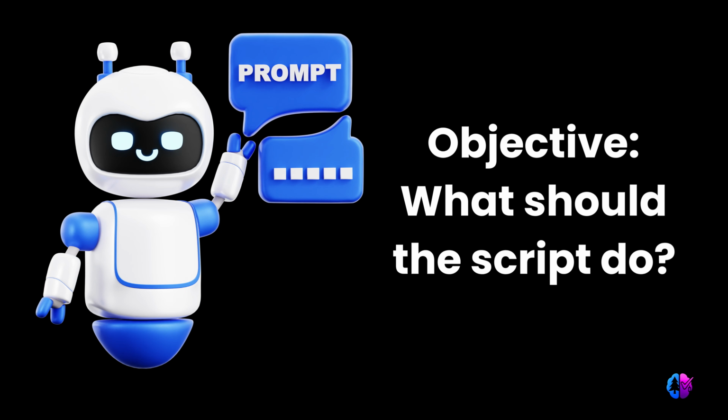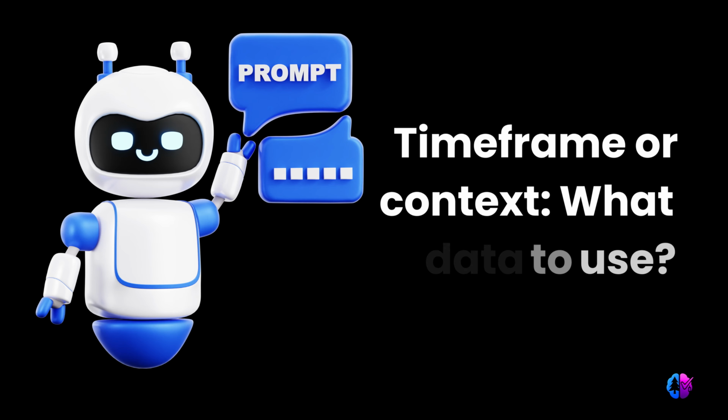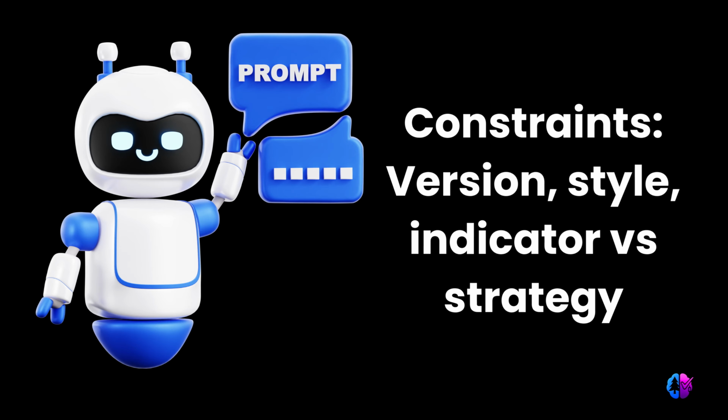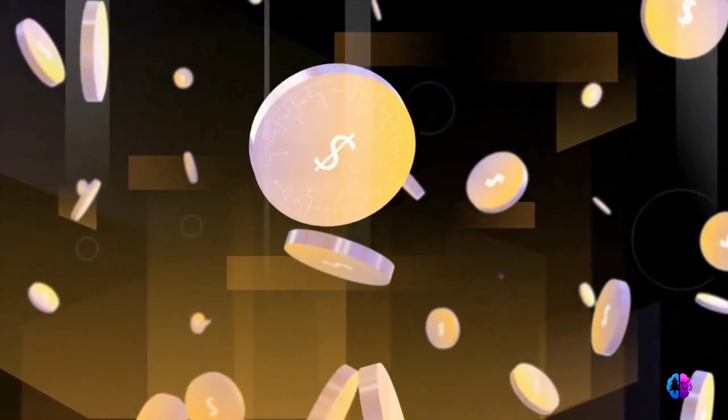A great prompt has objective: what should the script do? Conditions: under what rules? Time frame or context: what data to use? Constraints: version, style, indicator versus strategy. Live demo: prompt tuning. Let's show how changing a few words changes the output.